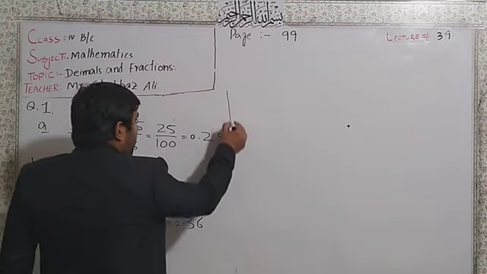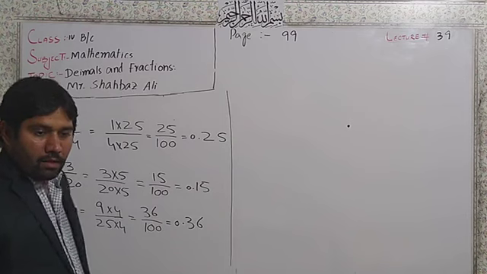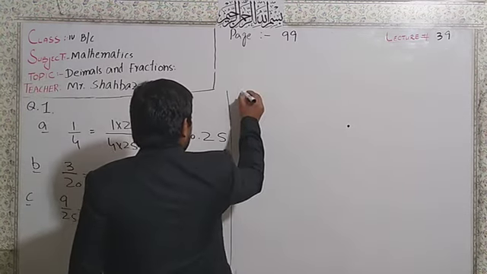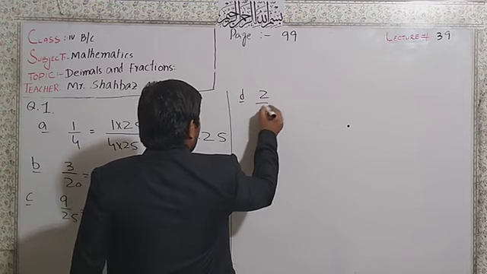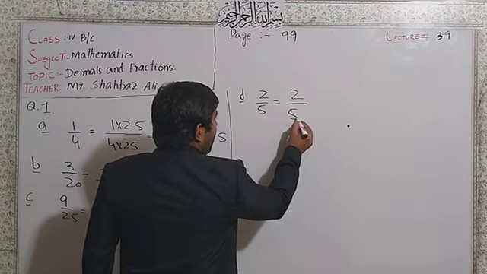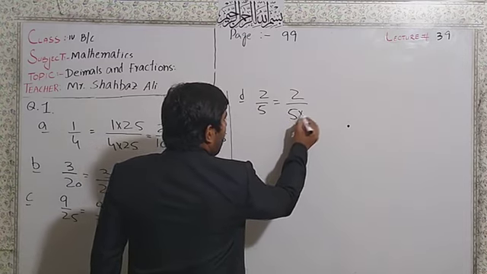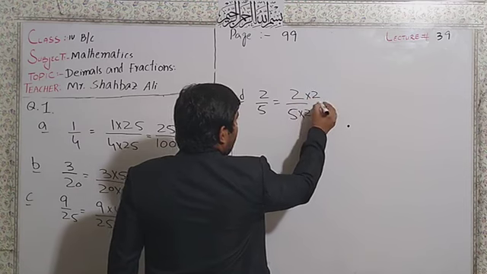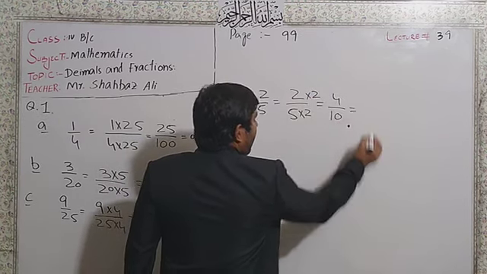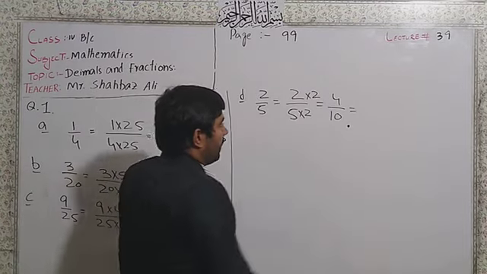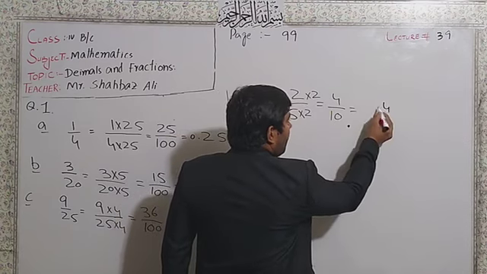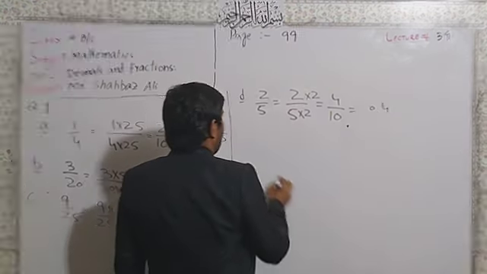In D, 2 over 5. So we can change into 10. How? 5 multiplied by 2 will be 10. Also multiply 2 here. 2 twos are 4 and 5 twos are 10. And then we change into decimal. So 4. How many 0s? 1 digit, so after the point, this is 0.4.